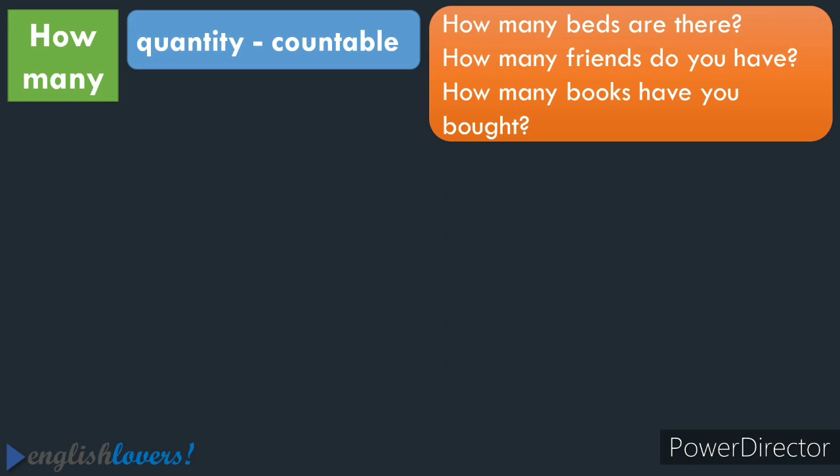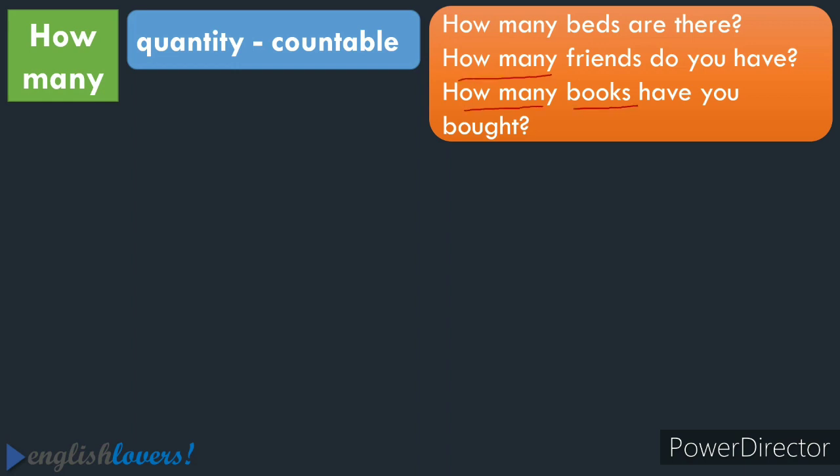And remember, bed is the countable noun that you can count. Or how many friends do you have? So I have, say, some friends or 10 friends or whatever. So the answer that you get is the countable noun. Friend is the countable noun. How many books have you bought? So here also books is the countable noun. So you use this how many with countable nouns only.